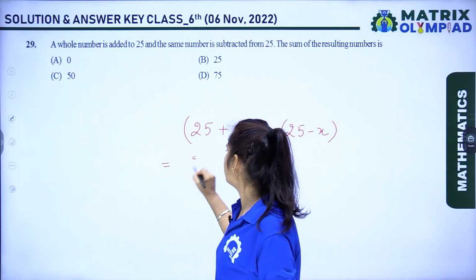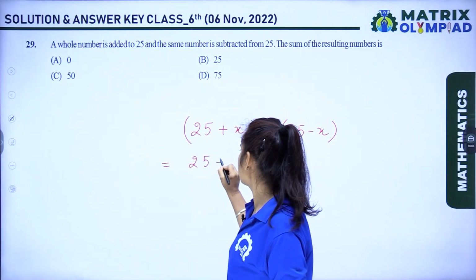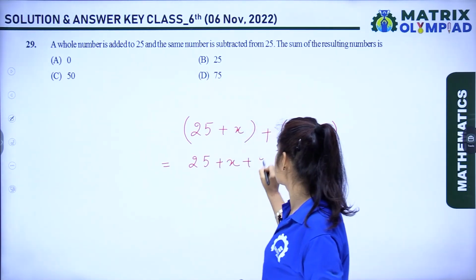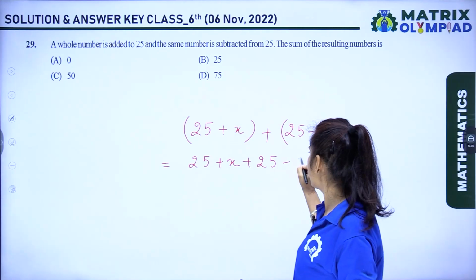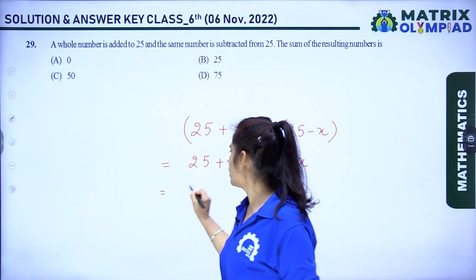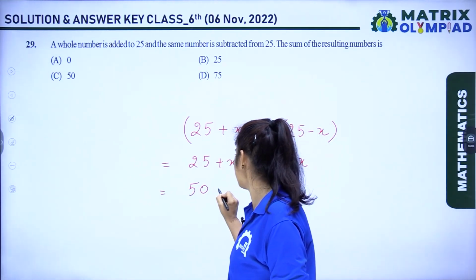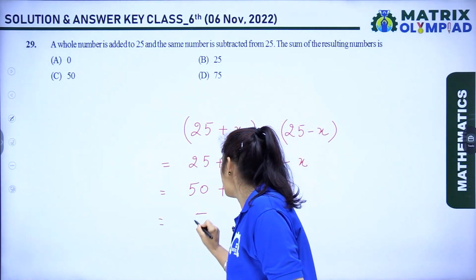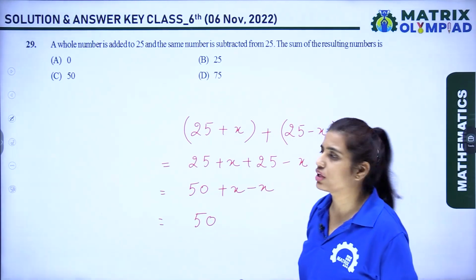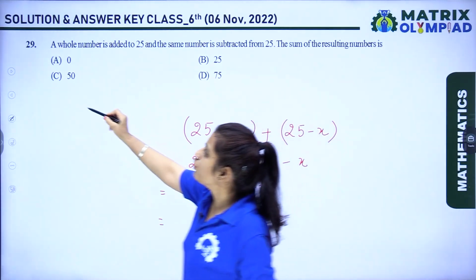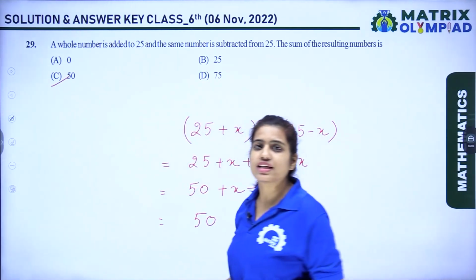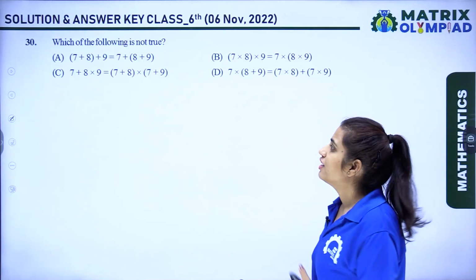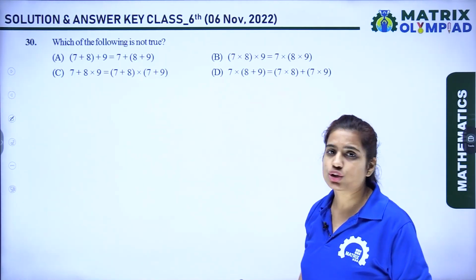Let's add them. 25 plus x plus 25 minus x. So here 25 plus 25 is 50, plus x minus x will give us 0. So here the answer is 50. So here according to the question we can say that option C is the correct answer. Let's begin with the next question.